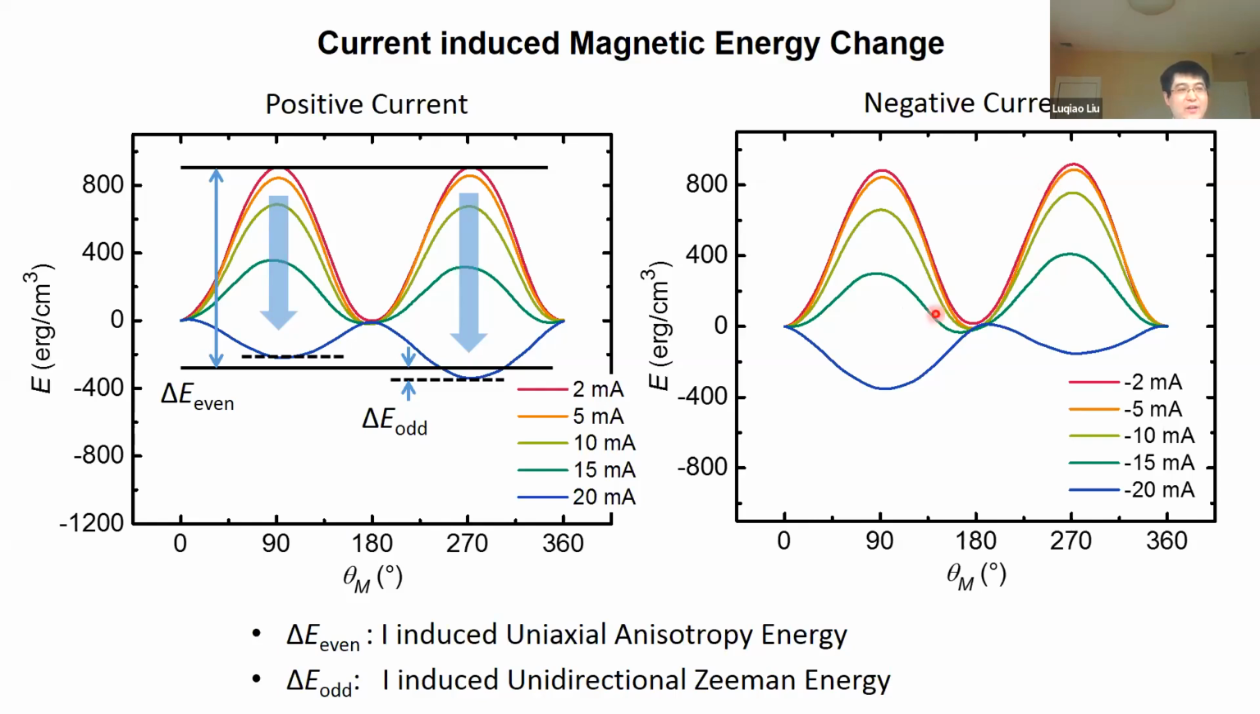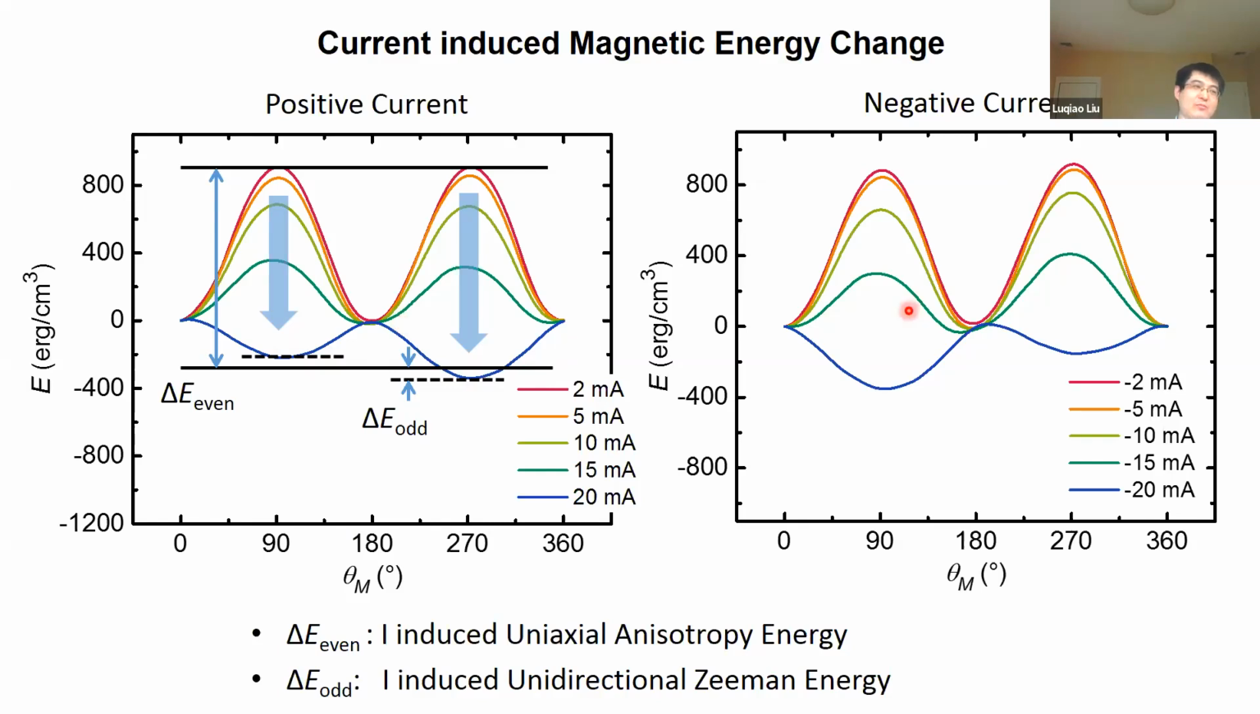But there is a tiny difference. If you monitor the change in the 270 degrees energy and also the 90 degrees magnetic energy, you will find that there is a slight asymmetry between those two, and this asymmetry is different between the positive and negative current case.